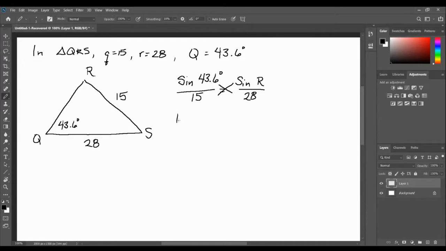We can cross multiply: 15 sine R equals 28 sine 43.6. Divide both sides by 15. So sine of R would equal all of that. Let me plug that into my calculator. 28 sine of 43.6, divide that by 15. Gives me 1.287.